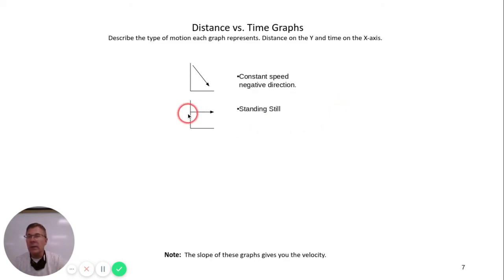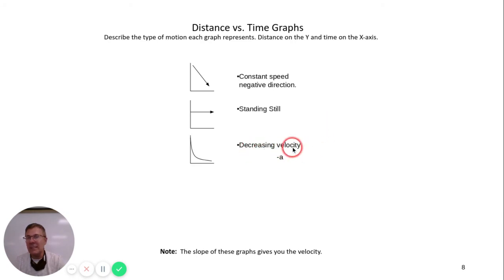Next one, same distance as time goes on. Standing still. You're not moving. This one is decreasing velocity. If you look at this graph, it starts out moving a large distance in a very small amount of time. Then it's moving a smaller amount of distance in that amount of time. And then it's barely moving. It's almost horizontal. So in this case, you're decreasing velocity. It's coming towards you, so we say that it would be decelerating, or a negative acceleration.